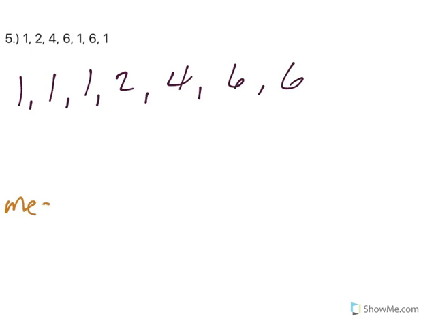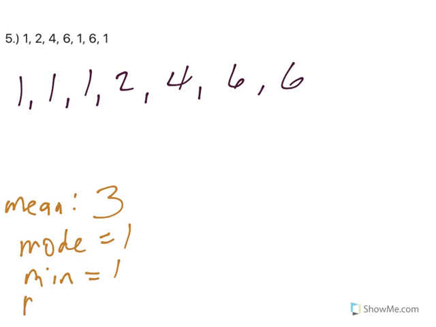Number 5, put them in order. 1, 1, 1, 2, 4, 6, 6. When I look for the mean, I add them all together, get 21, divided by the 7 numbers, and my mean is a nice easy 3. Mode, well, you can see the number 1 is there 3 times.